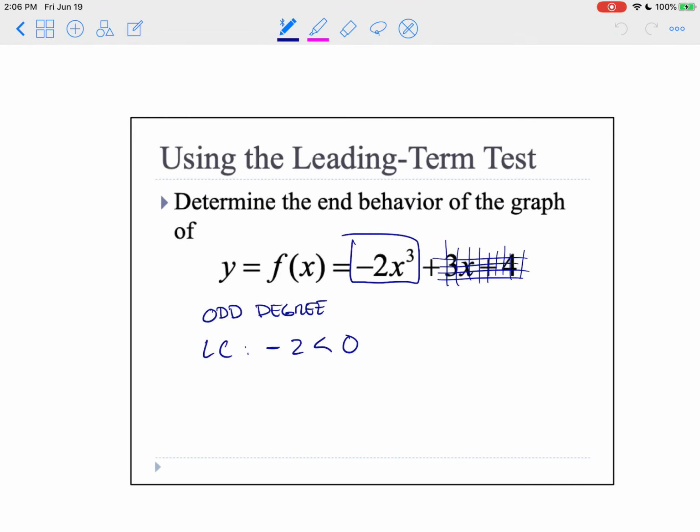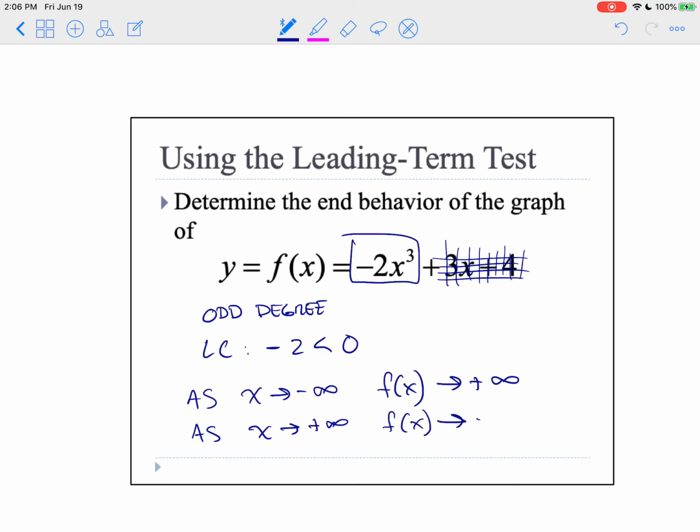And the way that we write this, to determine the end behavior, is we say as x goes to -infinity, meaning starting all the way on the left of the graph, my graph should be starting high, which is +infinity, and as I go as far right on the graph as I can, my graph should be going down, or headed towards -infinity.